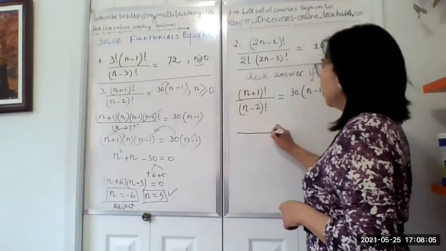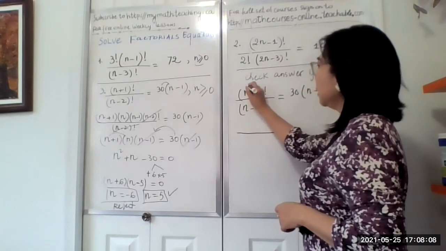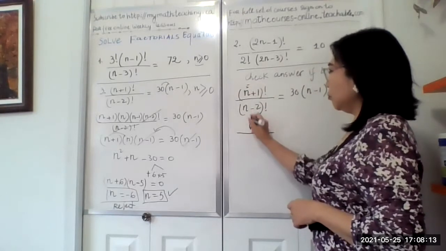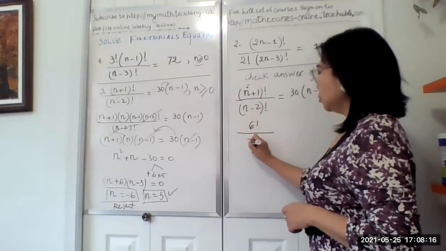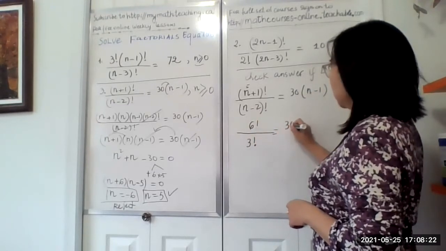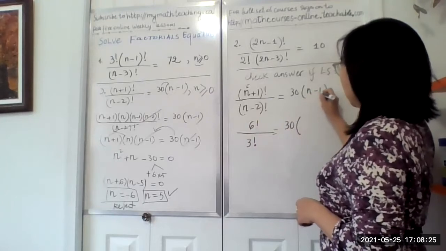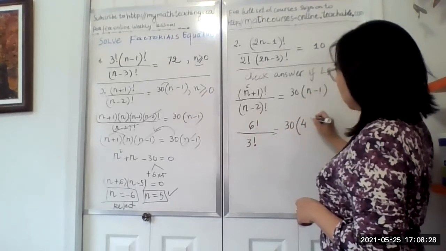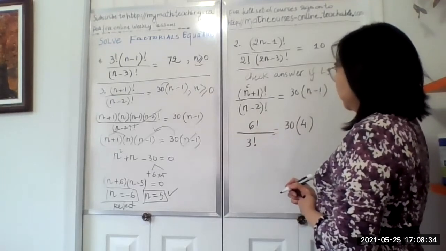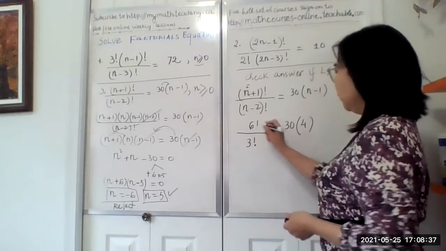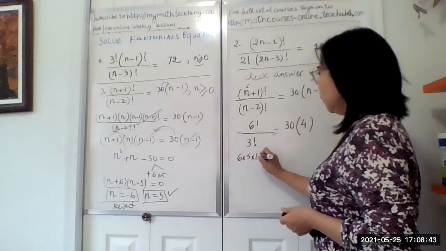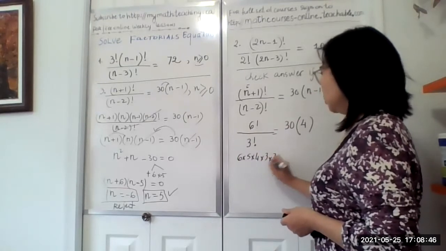So on the top, we have 5 plus 1, which will become 6 factorial. At the bottom, we have 5 minus 2, which is 3 factorial. And on the right-hand side, we have 30 multiplied with n minus 1, which is 5 minus 1, which is 4. So now we're going to expand and simplify. This will give us 6 times 5 times 4 times 3 times 2.